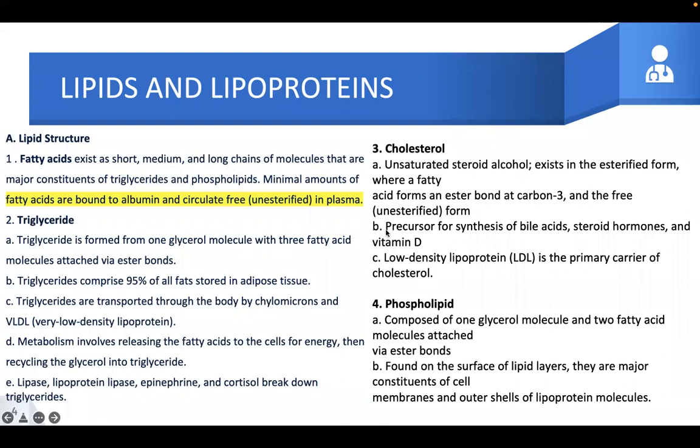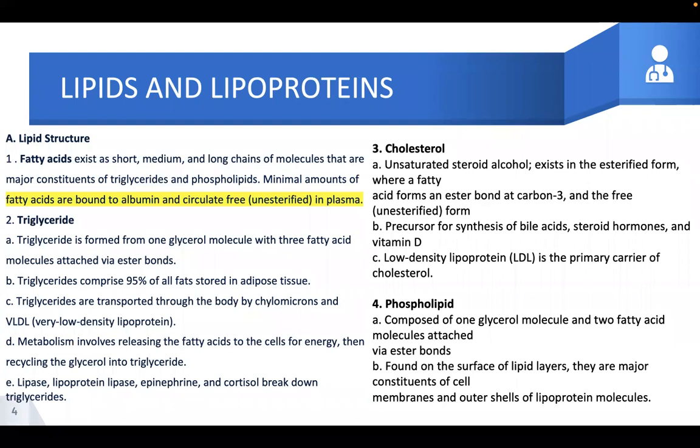And the vitamin D. Next, the LDL or the low density lipoprotein is the primary carrier of your cholesterol. So pag kay triglyceride, ang main lipoprotein na transporters niya, si chylomicrons, and then si very low density lipoprotein, nag-iba lang kung endogenous at exogenous. Kay cholesterol, ang main lipoprotein na carrier niya is si LDL. Pakitandaan po.